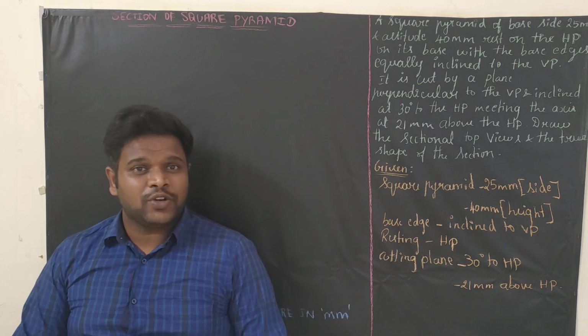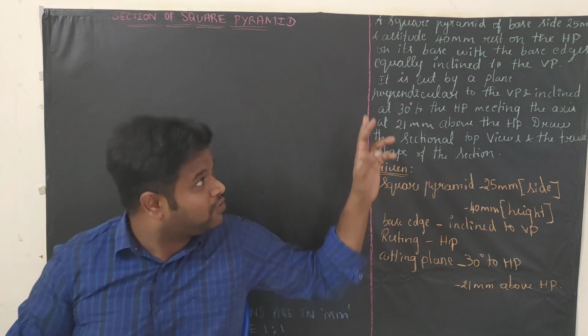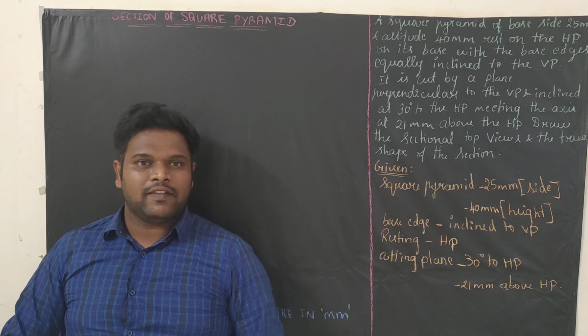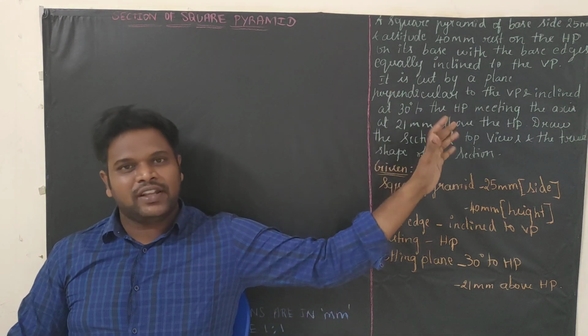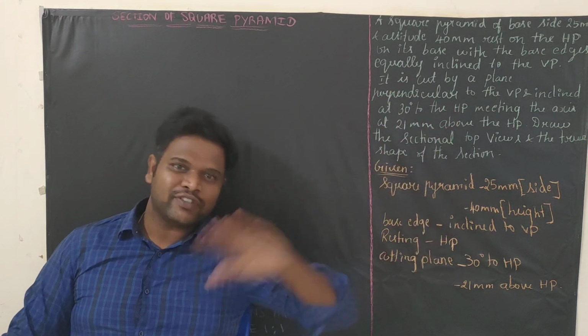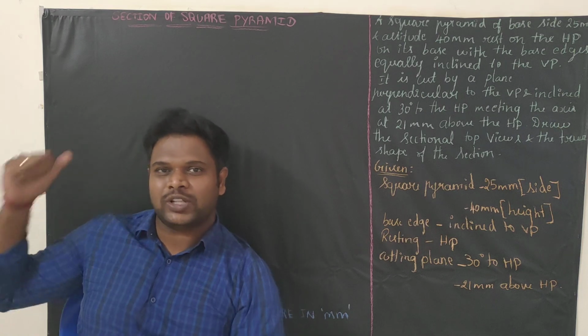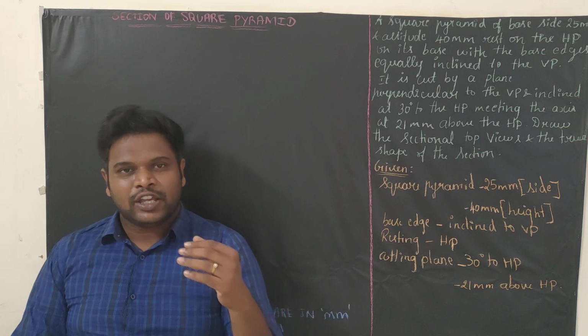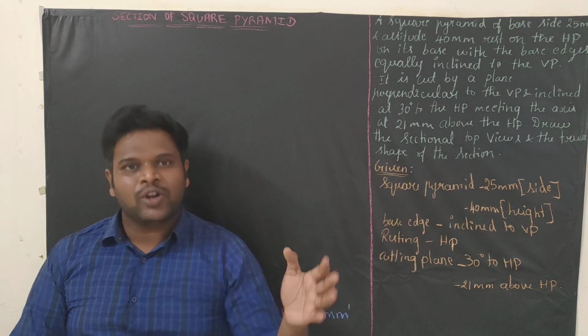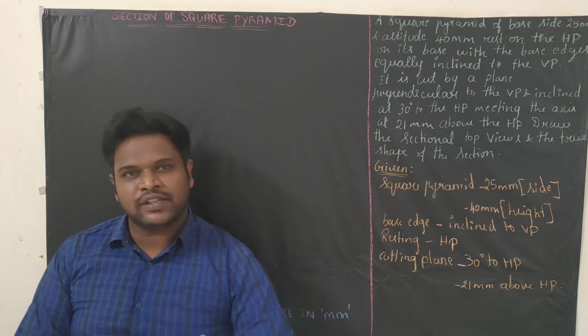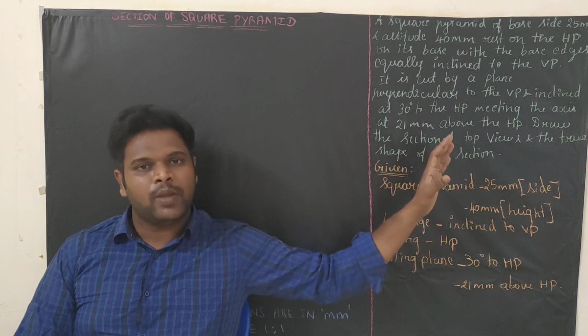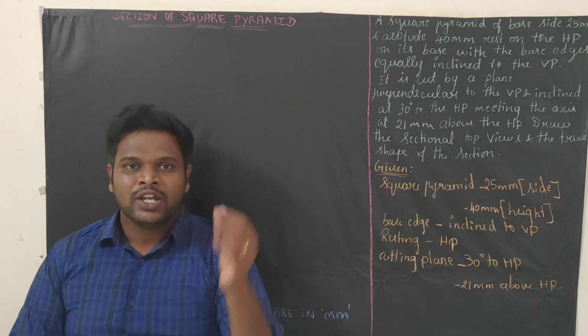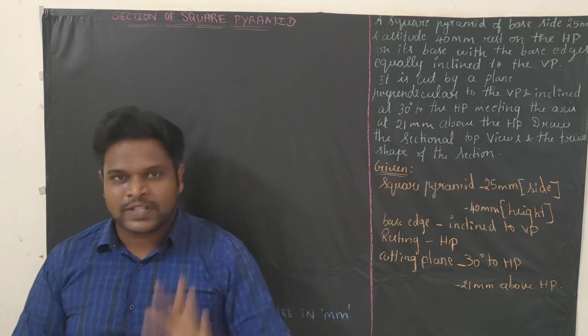In this video, we are going to see a problem on section of square pyramid. Basically, I will be explaining the question, then I will tell how to write the given data. After that, I will be telling how to draw the diagram step by step. If you watch the video fully and follow all the instructions, it will be very easy for you to understand the problem as well as completely solve the question whatever they give in your university.